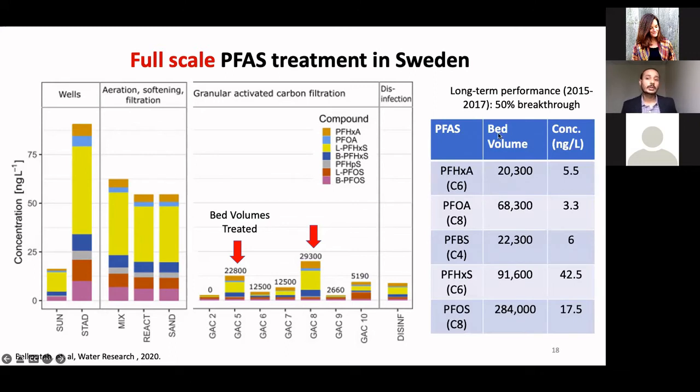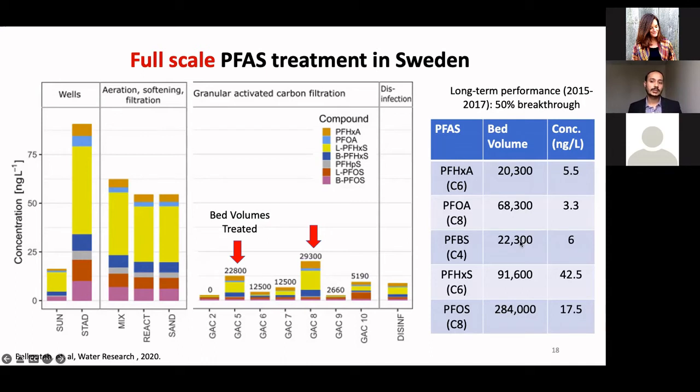The same study also conducted a long-term performance evaluation of PFAS in these systems, and they evaluated a 50% breakthrough time or bed volume for each of these compounds. And this is summarized in the table on the right. You can notice the short chain PFHxA had a quicker bed volume for breakthrough compared to the longer chain PFOA, which exhibited at least 3 times higher bed volume processed before the breakthrough occurred. So clearly the breakthrough was dependent on the chain length of the PFAS.